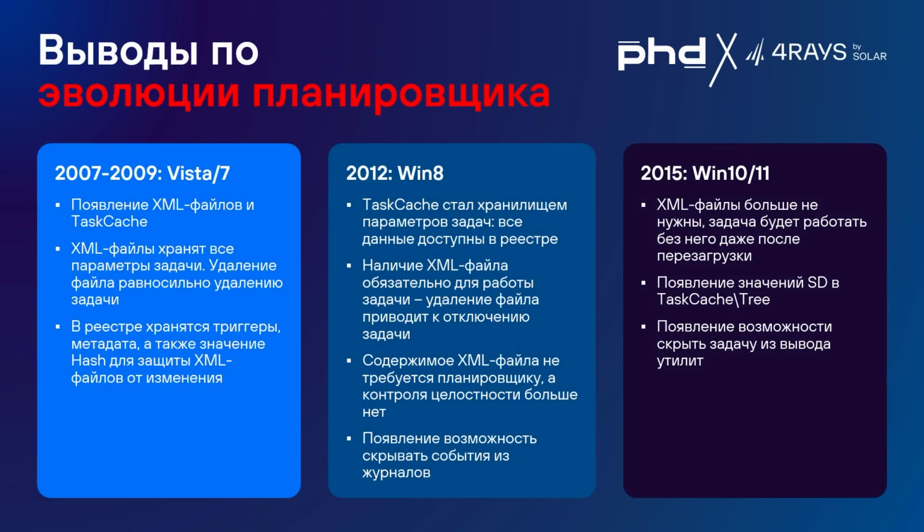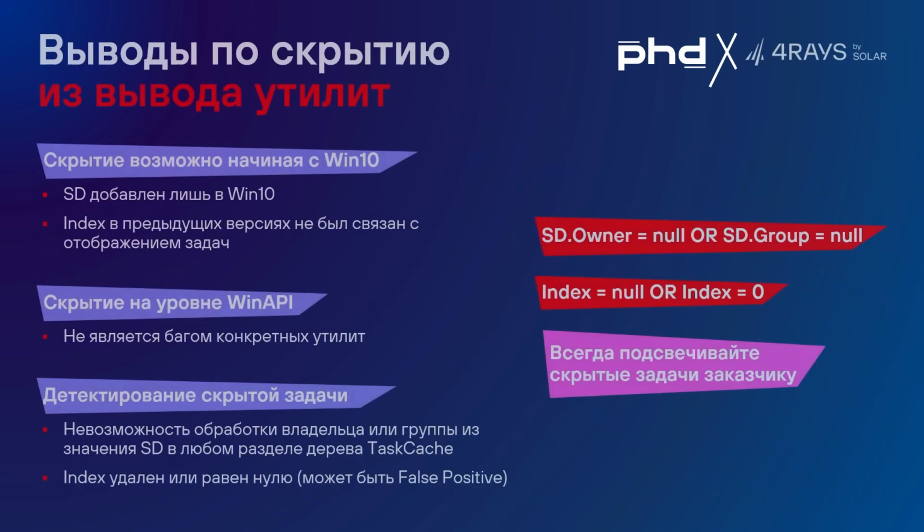And in 2015, Windows 10, XML files are not compulsory anymore. The task will be deleted or will work. I mean, even if the XML file is deleted and there are SD values and the task cache tree, you can delete it from utilities. Conclusions about utilities hiding: in case you cannot parse a descriptor, in case you cannot see who's the owner of the group, if they equal null, and if the index equals null or 0.